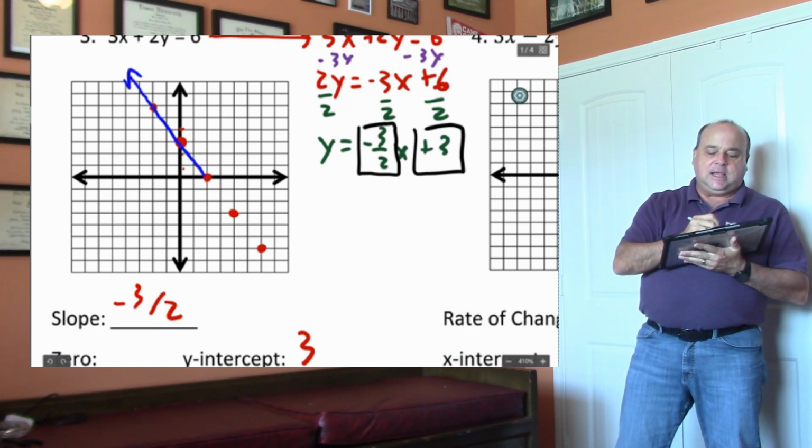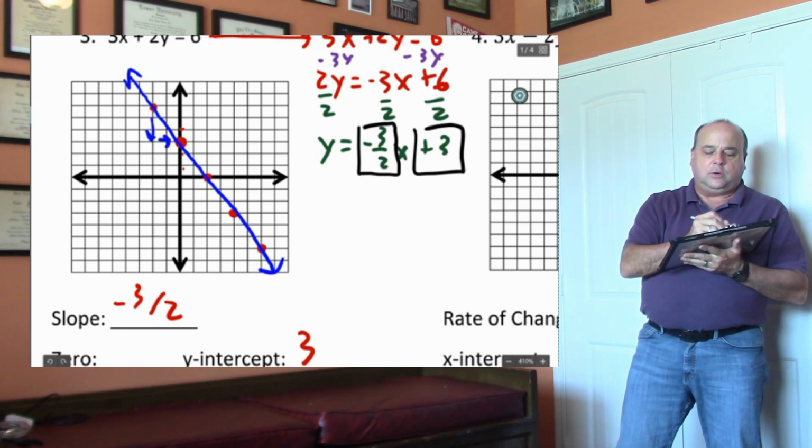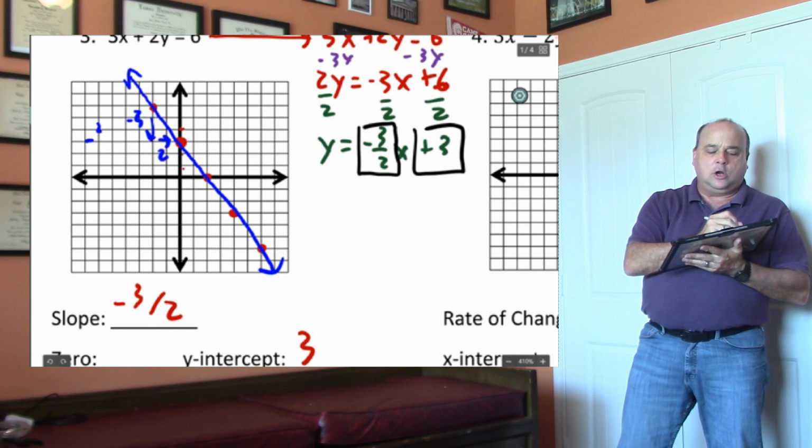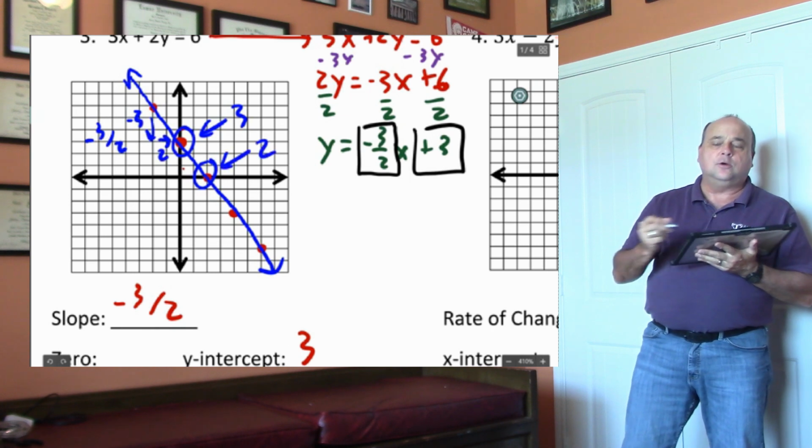Now then, this is kind of easy because we could get our slope. We're going down 3 and over 2. So our slope's negative 3 over 2. This is our y-intercept, which is 3. And our x-intercept right here, 2.